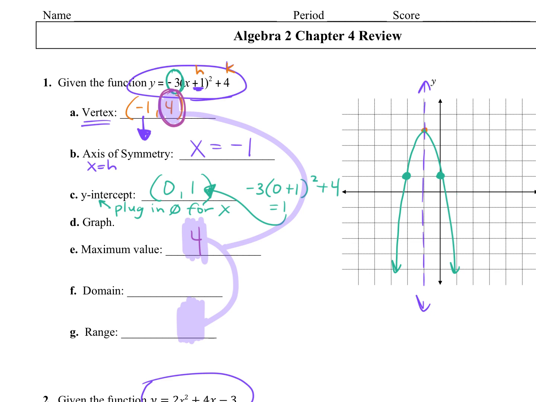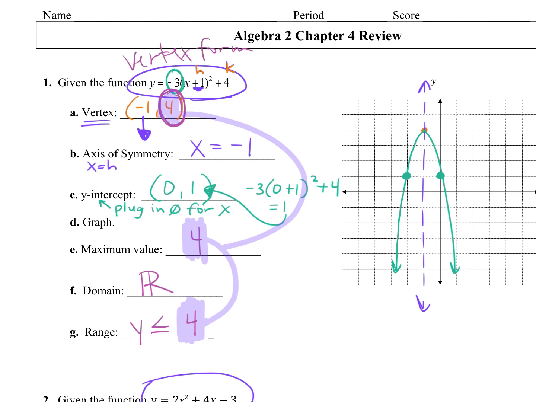What is your domain? All real numbers. So your range is y is, we know this is a 4. Is it going to be less than or equal to or greater than or equal to? Less than. When it opens down, right, our numbers are going to be going down, so they'll be less than or equal to. Any questions on that format? So that's when it's in vertex form. This is vertex form.